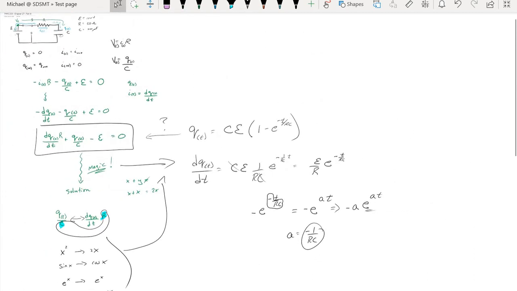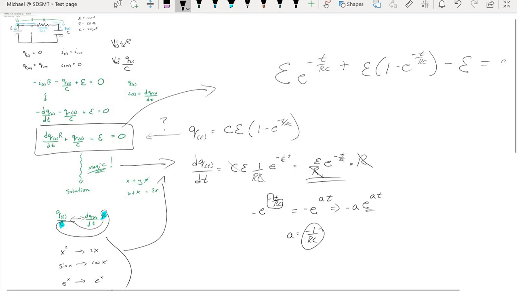We need to put all of this together in that equation. So we need dq times r. Here's all of dq. And if we multiply that by r, we just get e to the negative t over RC. We have to add that to Q divided by C. Here's Q. And if we divide that by C, we're just going to get E times 1 minus e to the negative t over RC. We have the minus E. And all that should equal 0.